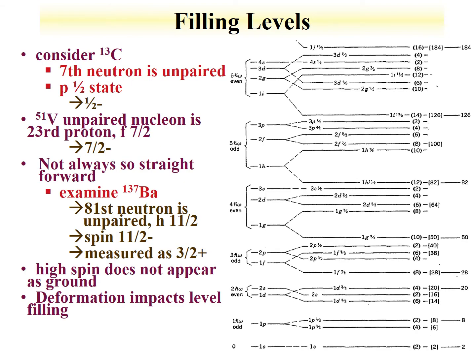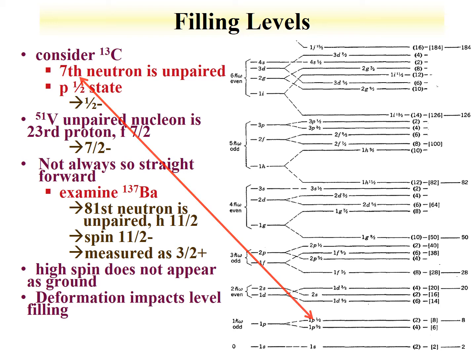Another example, carbon-13, that's 6 protons, 7 neutrons. The 7th neutron is unpaired. That 7th neutron, 6 will fill up here. The 7th lives in the 1p 1/2 state. P, as we've already seen in the examples, is a negative parity, 1/2. We would expect the spin and parity of carbon-13 to be 1/2 minus, and it's true.